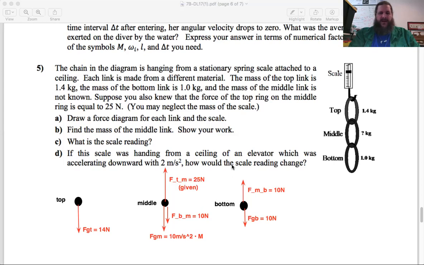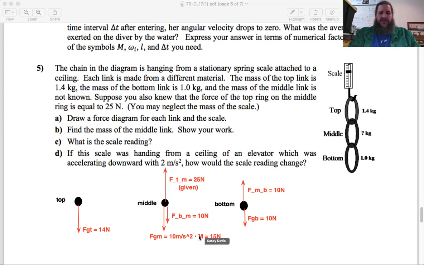So what can we now figure out? What unknown can we now find? Yeah, we know that these three forces have to add up to 0 because the middle link is not accelerating. So 25 up plus 10 down plus some unknown down is 0. If you solve for that missing force, you find that it's 15 newtons downwards. Because that way we got 25 up, 10 and 15 down, those balance out to 0.